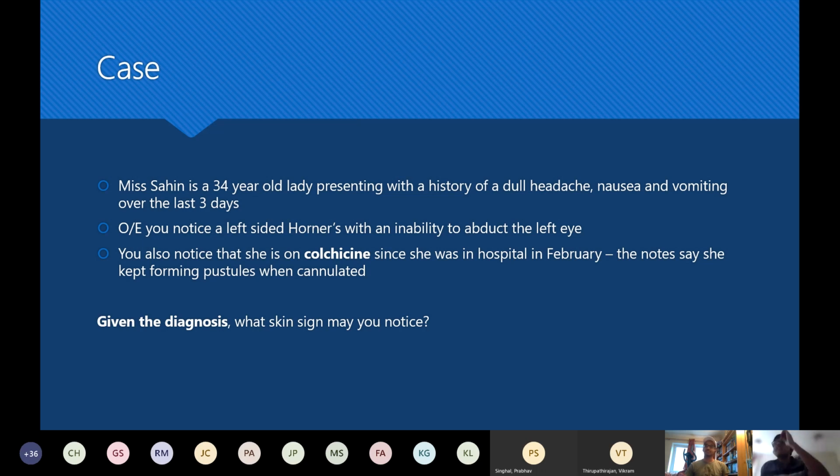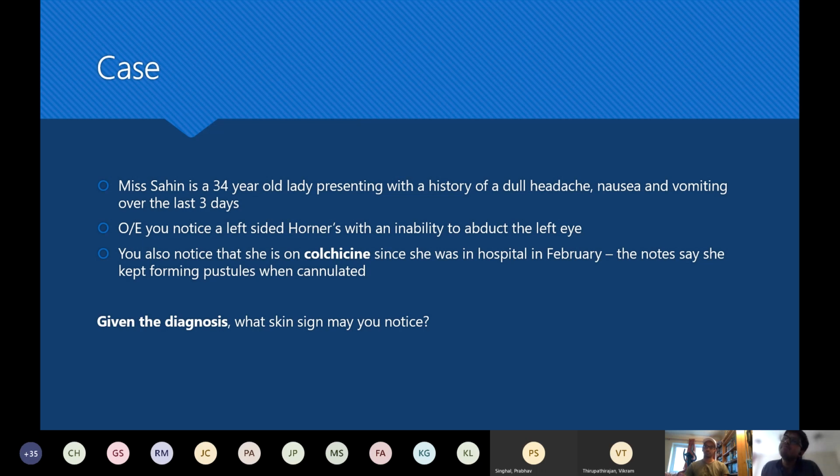So can you tell me why this is cavernous sinus thrombosis? Like, what has made you think about that? Yeah, so the first sign you will get in cavernous sinus thrombosis is loss of the sixth cranial nerve, which means you won't be able to abduct the eye on that side. Okay, and alongside that, classic presentation, dull, constant headache with nausea and vomiting.